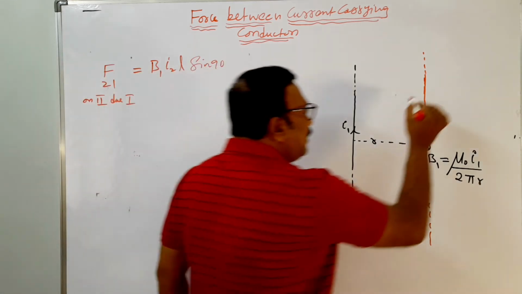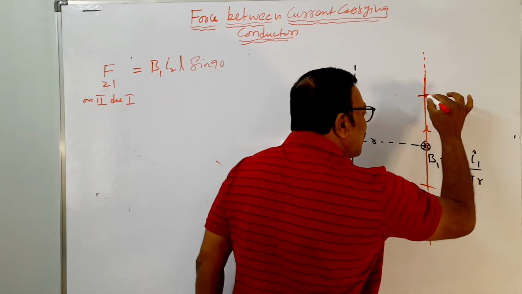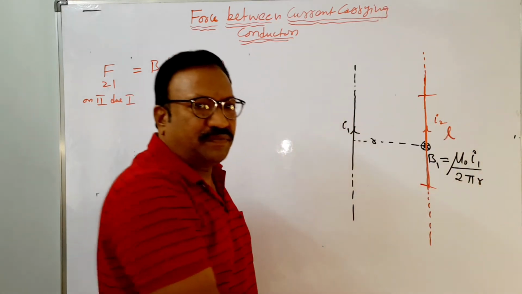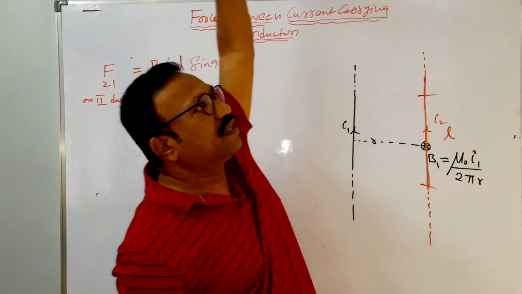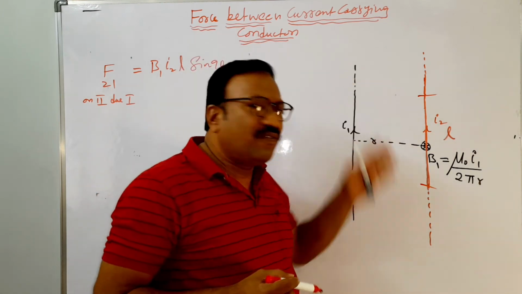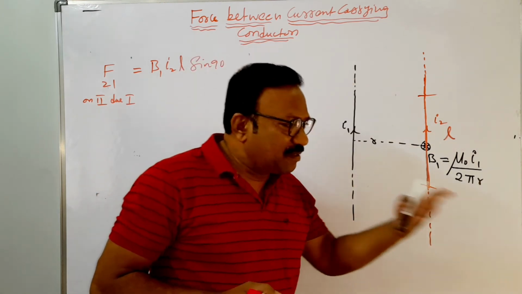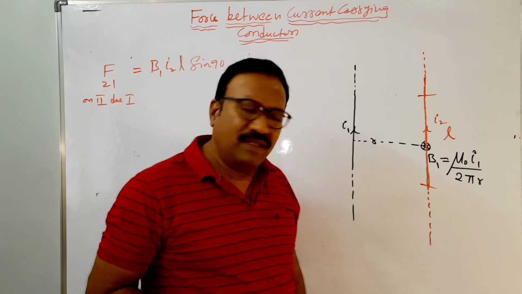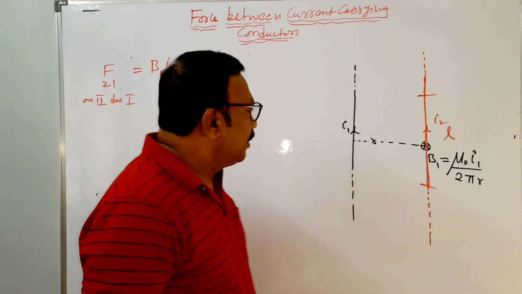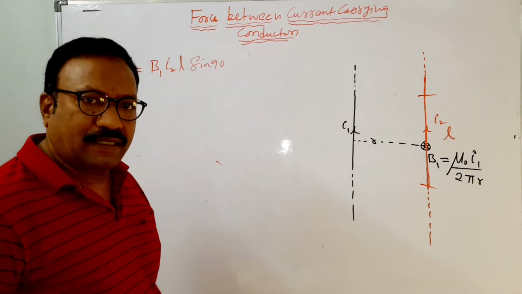Now I will be considering some length L of this conductor. These are infinite conductors, no doubt, but I cannot calculate the force on an infinite conductor like that. So some particular length. Whenever you have infinite wires, you take force per unit length, mass per unit length, like that, no? Similarly, I will calculate force per unit length now because they are infinite conductors. So that is why that length L is considered now.